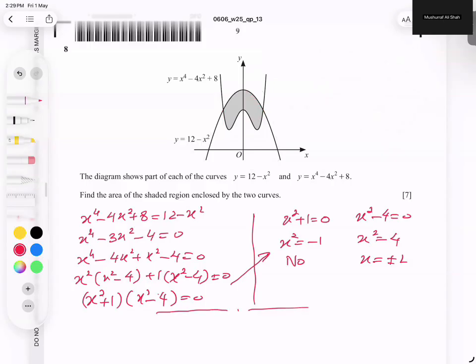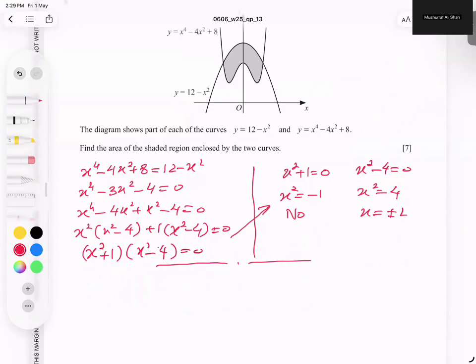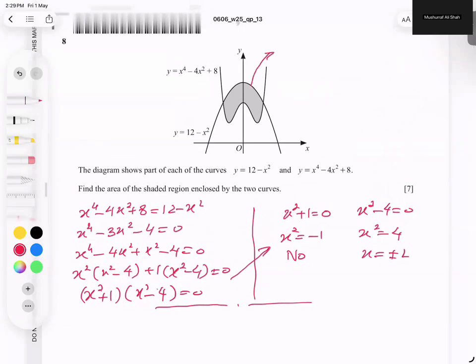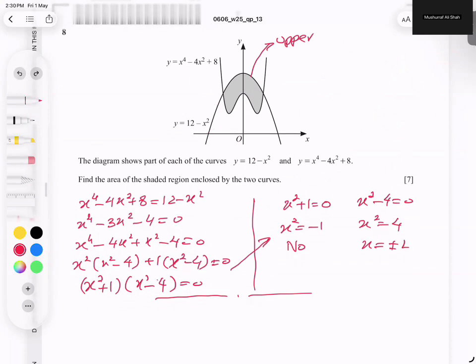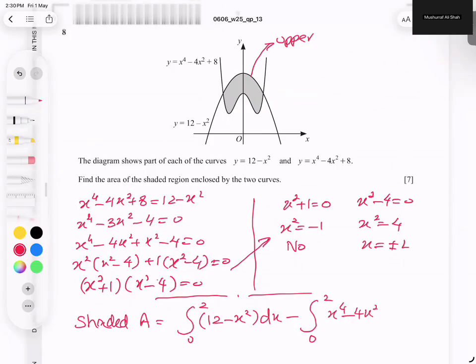So I'm starting the other way now. What is the planning? We have an upper curve. This is the upper curve, and the other one is the lower curve. The upper curve is the parabolic curve. So the shaded area is the integral from 0 to 2 of the upper curve, 12 minus x squared, dx, minus the lower curve, x to power 4 minus 4x squared plus 8, dx.